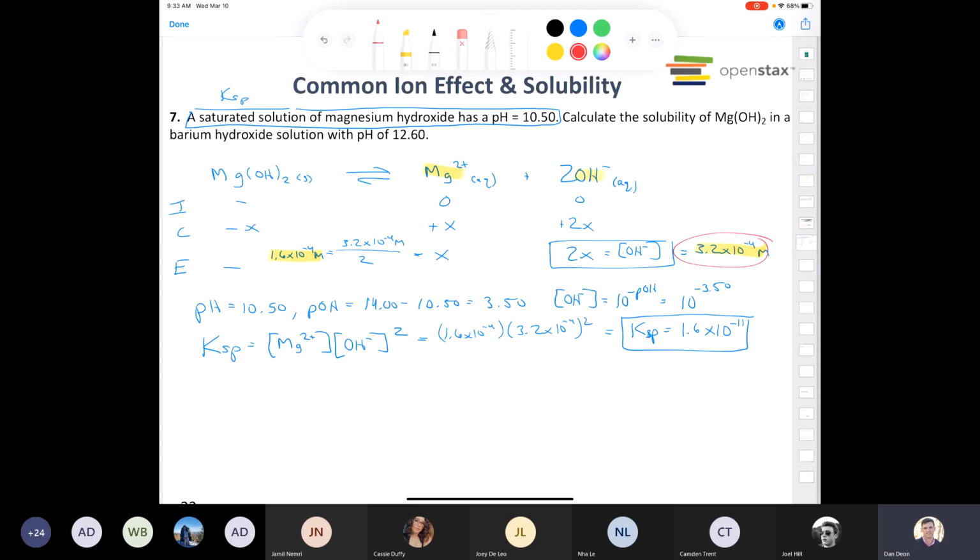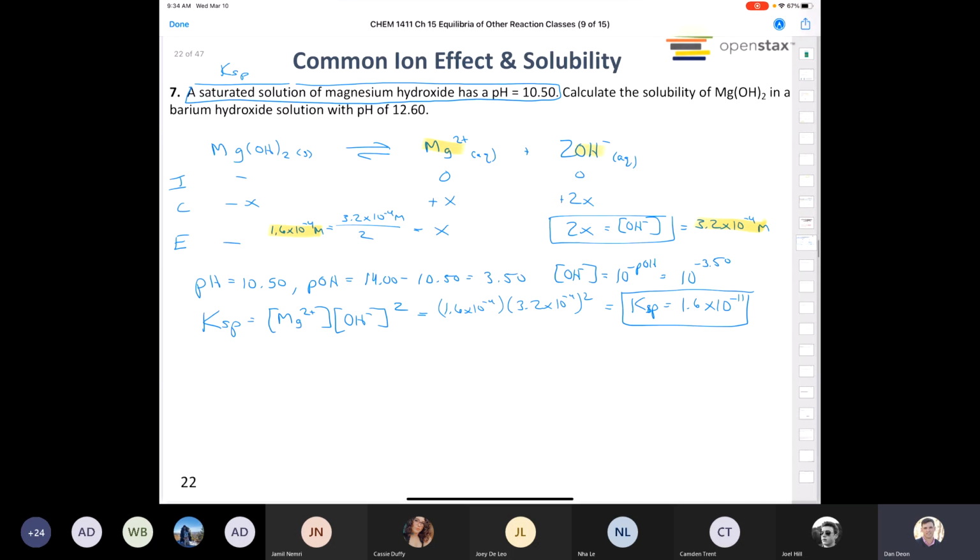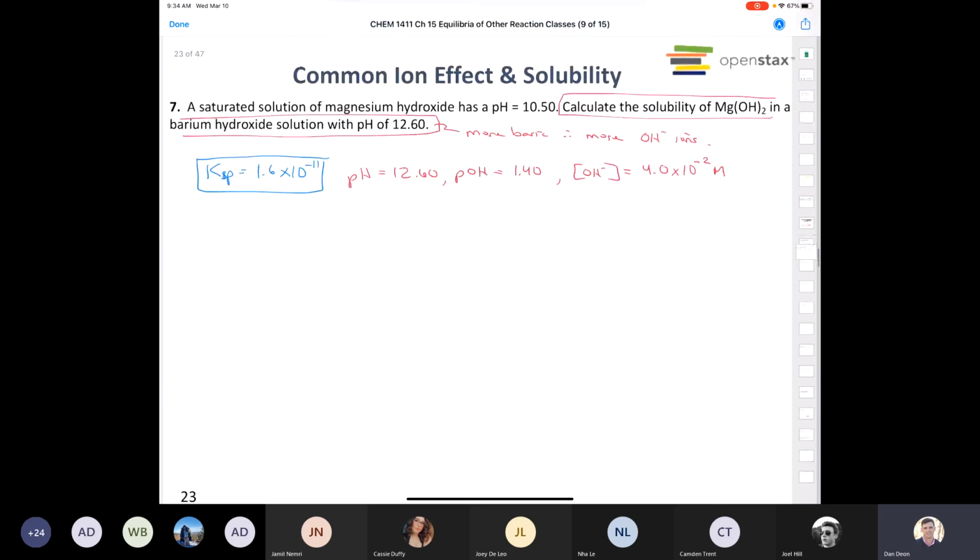And so these are the kind of things you should be asking yourself on the way through the problem. Does this make sense? Yes, so far so good. So let's write out the same equilibrium reaction.